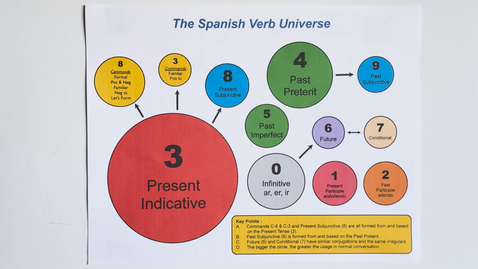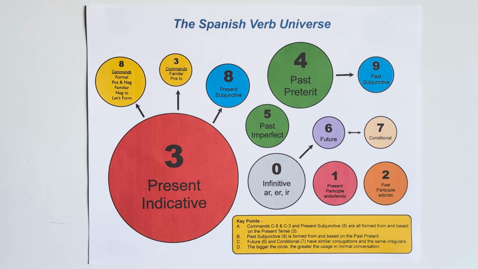Okay, so the infinitive is the name of the verb. When you go to a dictionary and you look up to eat, comer, with an R, to smoke, fumar, to do, hacer, to work, trabajar. Okay, now, the spatial relationship is an approximation of how much run, how much usage these different verb constructions and/or verb tenses get in the Spanish language.